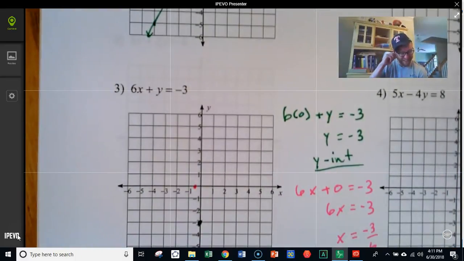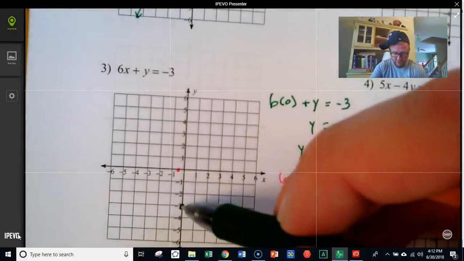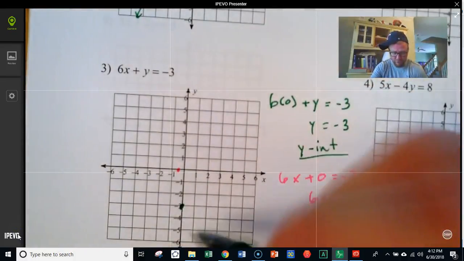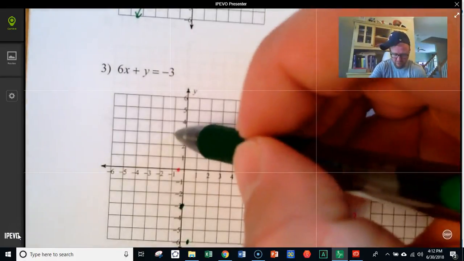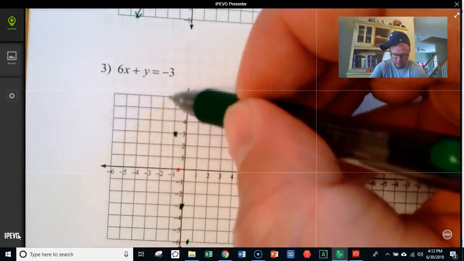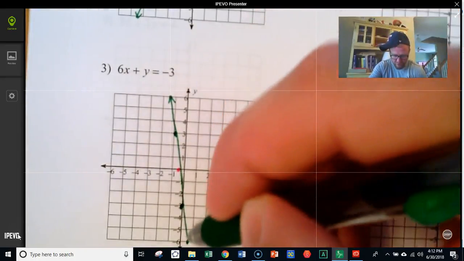Pause for 1 second. So you can see in your graph here that this goes down 3 and over 1/2. So down 3 and over 1/2. Going in reverse, up 3, back 1/2, up 3, back 1/2. And then we can draw our best line through there.